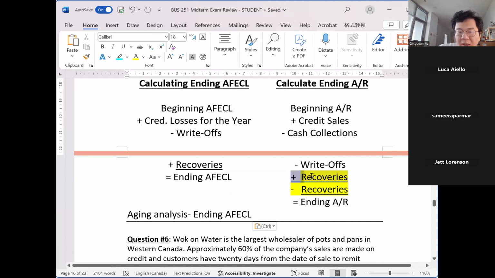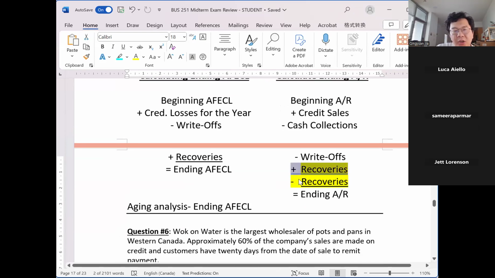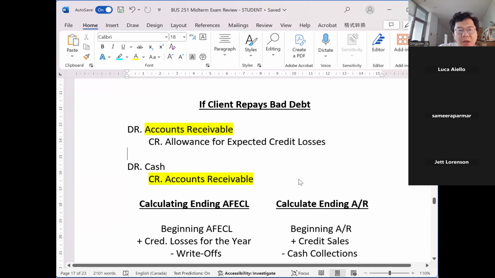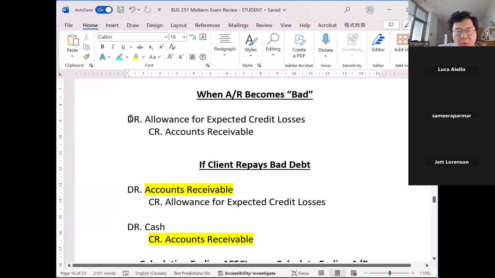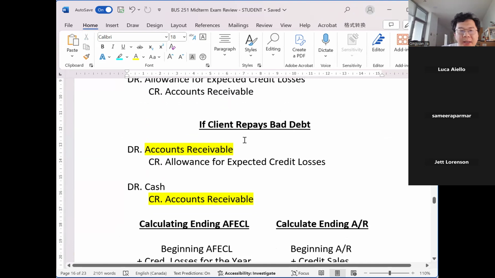And for this part, why do we add and subtract recoveries twice? We have to go back to the journal entries. So we're going to go back here, right? Here we use this account receivable twice. The first one, we are trying to do a reverse journal entry of this one when the account receivable really became bad. And right now, the client repays us.